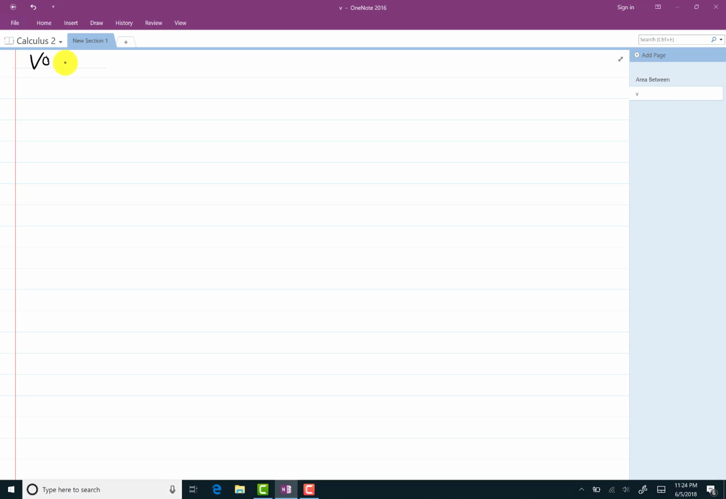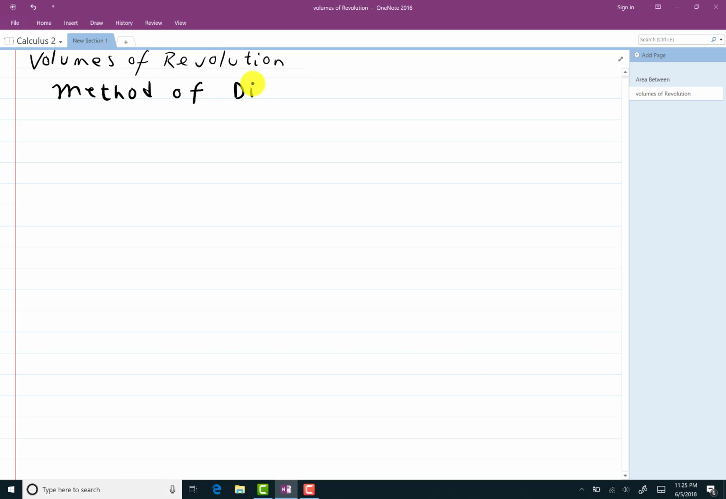the volumes of revolution. First, we'll focus on the method of discs or washers. Let me introduce the whole thing with a simple example.